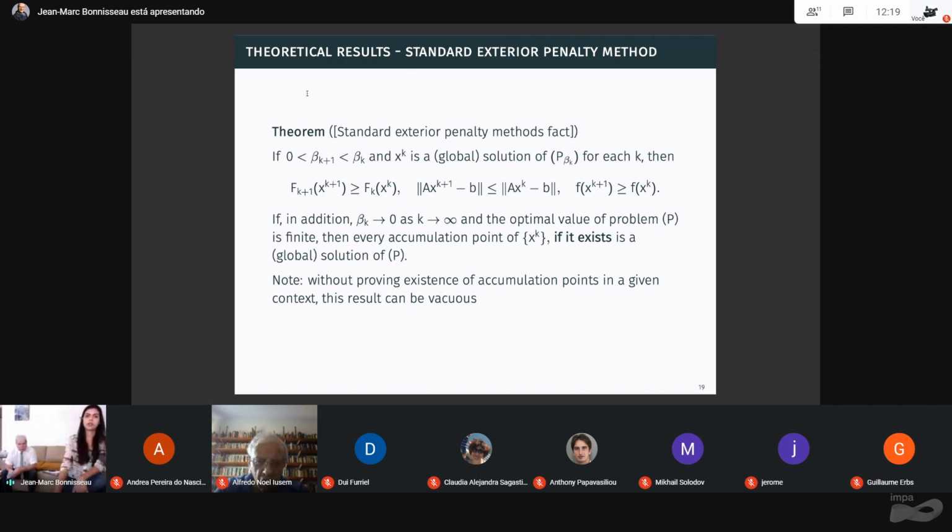What is important to note here is that we assume the existence of an accumulation point. If this accumulation point does not exist, or if the sequence is not bounded, the result can be vacuous.